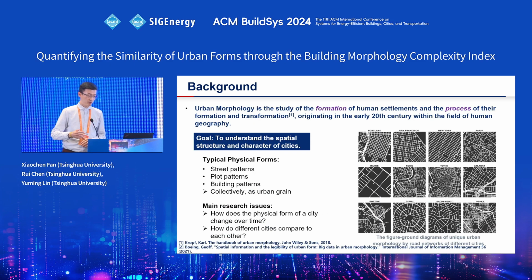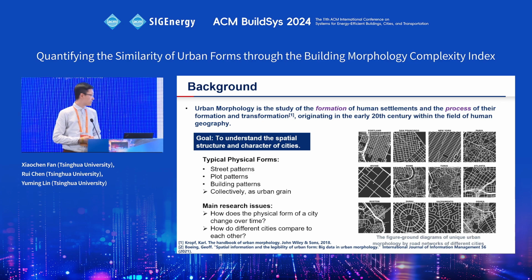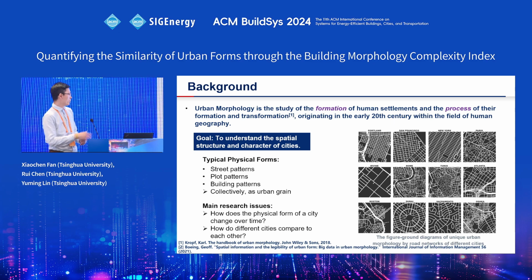And there are typical physical forms that can be used for the urban morphology analysis, including the street patterns, as you can see on the right figure, and also the plot patterns and building patterns. Collectively, they together form the urban grain. So basically, in this research area, there are two fundamental research issues. The first is how does the physical form of a city change over time, and the other is how do different cities compare to each other. So our focus is on the second one in this research.